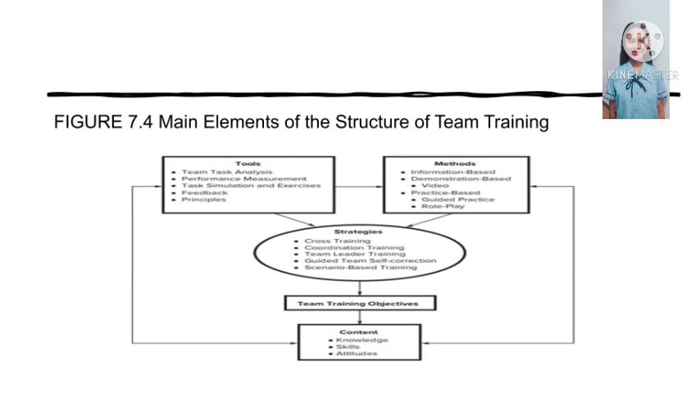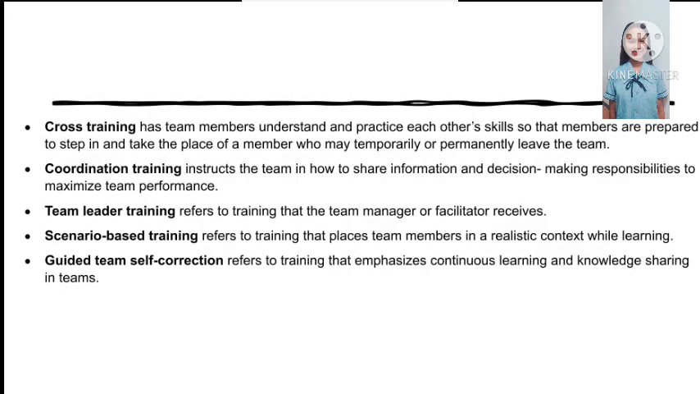So next, makita natin dito sa picture 7.4 main elements of the structure of team training. So, didiscuss ko dito yung strategies when it comes to team training. So, first is cross-training. Cross-training has team members understand and practice each other's skills so that members are prepared to step in and take the place of a member who may temporarily or permanently leave the team.